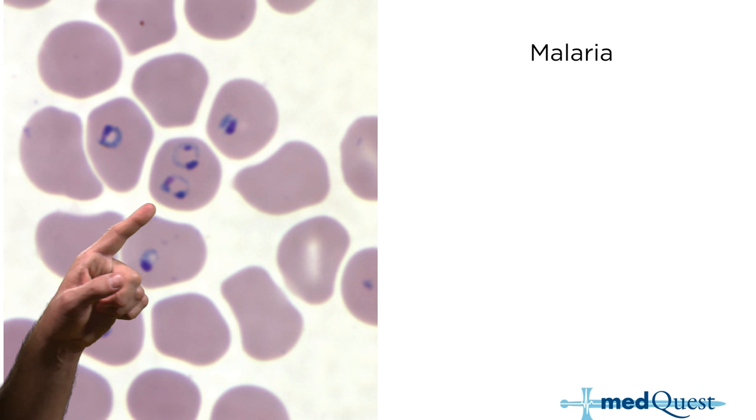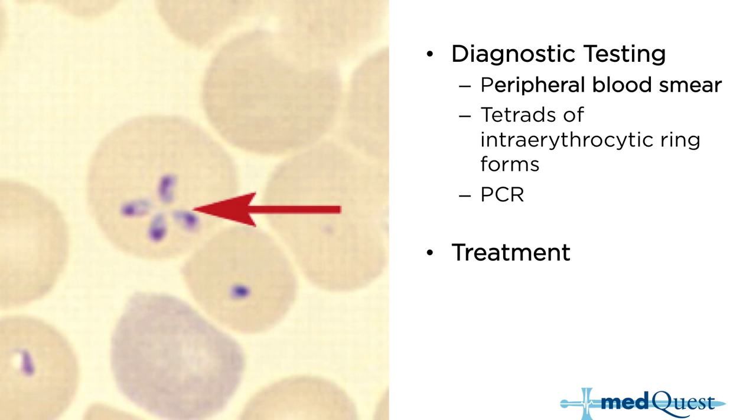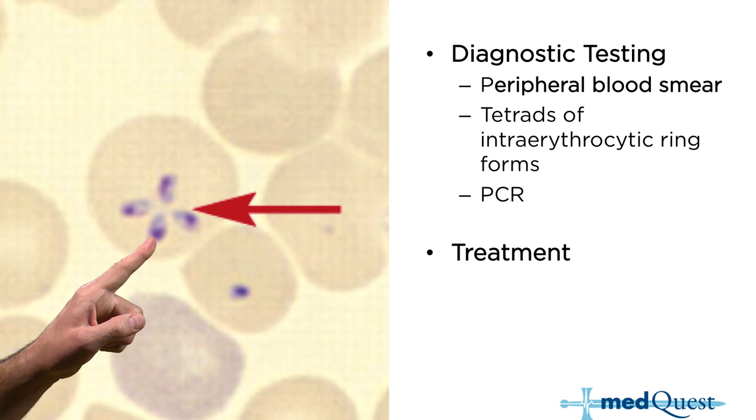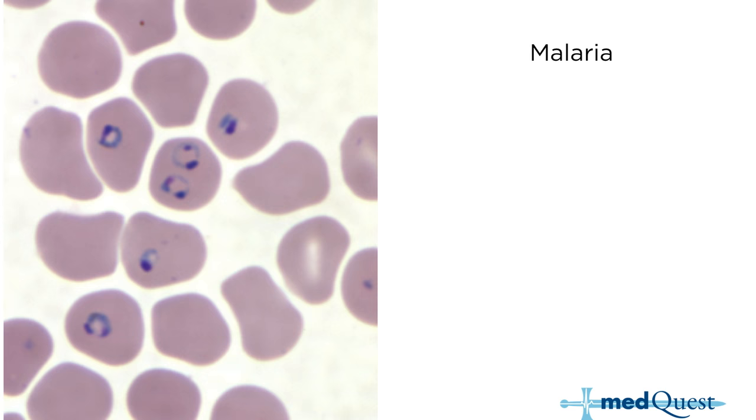See, it's a different type of ring? Let's go back to that ring and show you the ring again. There's the Babesia ring, but it's not really a ring, is it? It's a cross, a Maltese cross. Okay, it's a cross, but here's the ring of malaria.